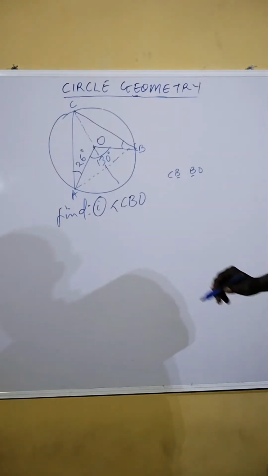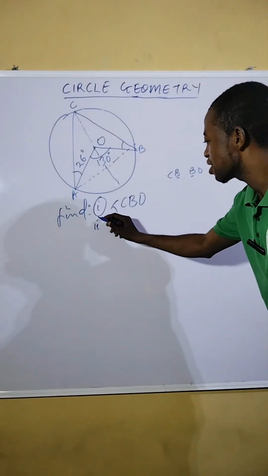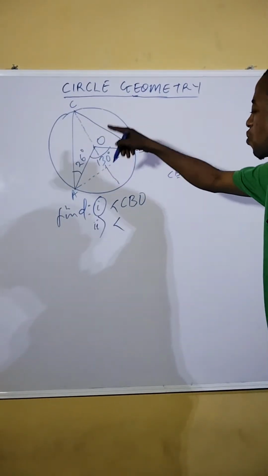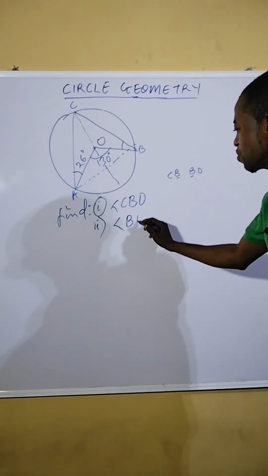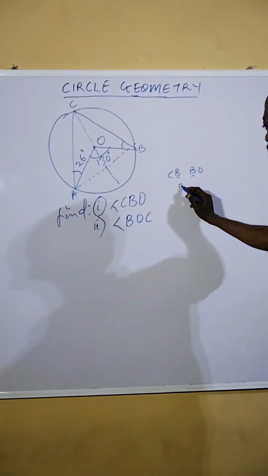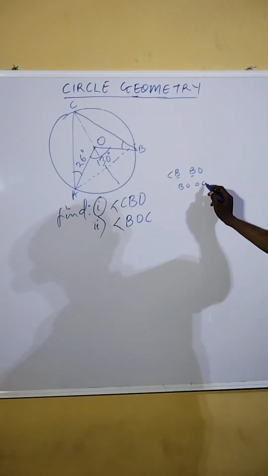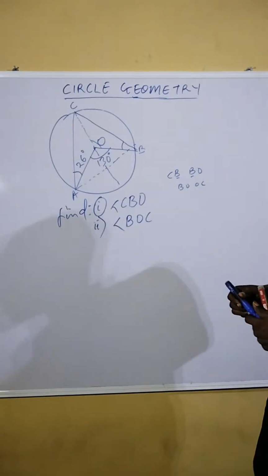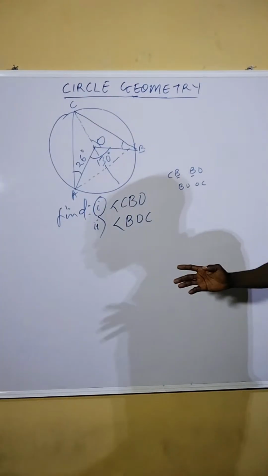Now, the second question says, find angle BOC. So between line BO and line OC. So this angle. So these are the two angles you are finding now.